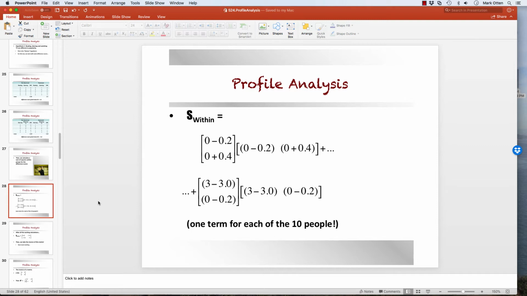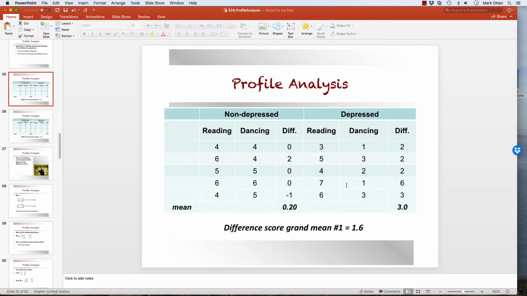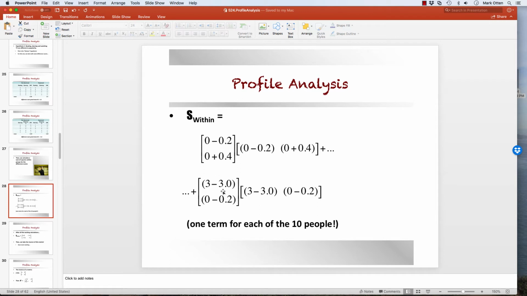Okay, so I'm going to talk about the 10th person here in the list. This is the last one here. The 3 minus 3.0 comes from the 10th person, which is the last person in the depressed group. Sounds very sad. I'm the last person in the depressed group. That's not who you want to be. But anyway, they scored a 3 here on the difference score of reading minus dancing, 6 minus 3. And then minus 3.0 is the mean for that particular group. That's the depressed group on the reading dancing difference. So that's where the 3 minus 3.0 comes from.